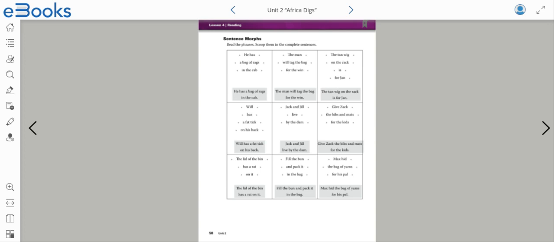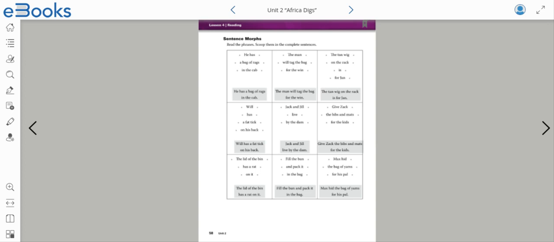Now turn to page 58 in your student workbook. We will practice reading sentences that have already been broken into phrases. Our goal is to stop reading word by word and begin to look at chunks of a sentence to unlock meaning. This will help us read fluently.